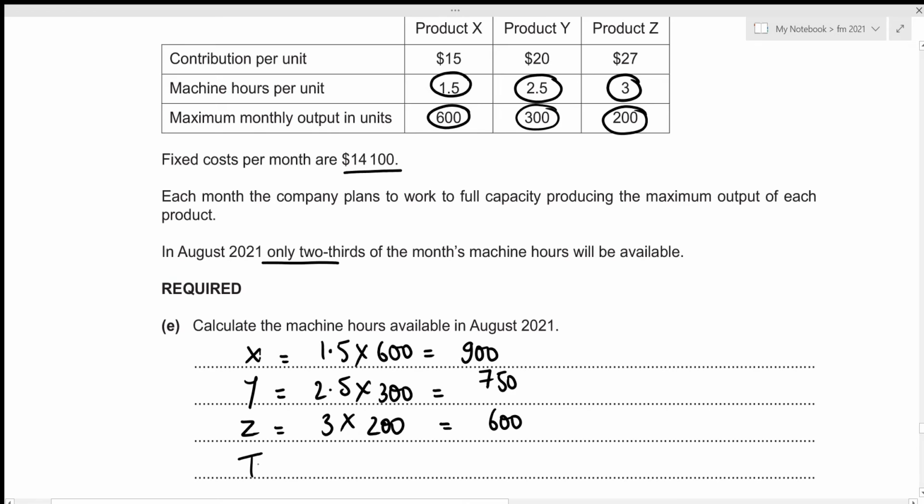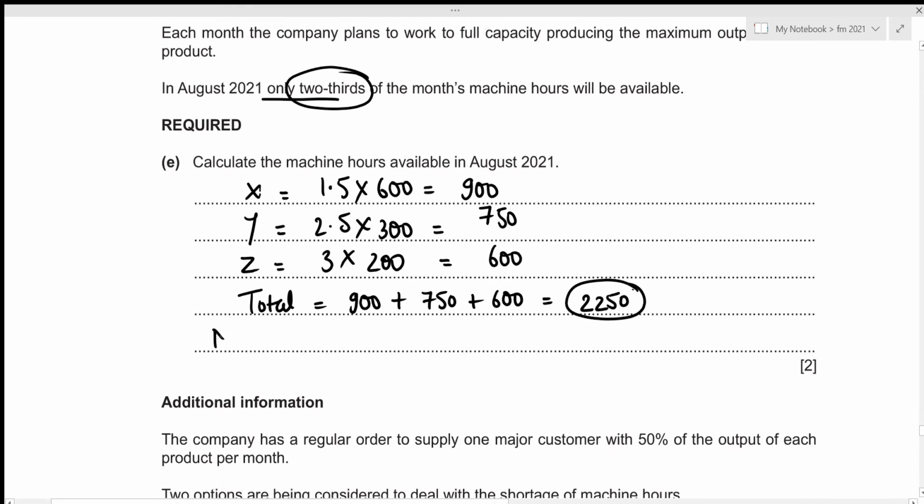And the total available machine hours would be 900 plus 750 plus 600, which is 2250. But remember that in August, only 2/3 of the machine hours will be available. So 2/3 of these hours will be available. Let's figure that out. So machine hours in August 2021. That is going to be the usual machine hours of 2250 and only 2/3. So that's times 2 by 3, which gives the number of hours available in August 2021 to be 1500.